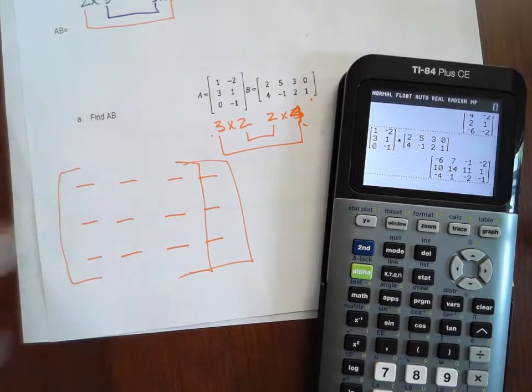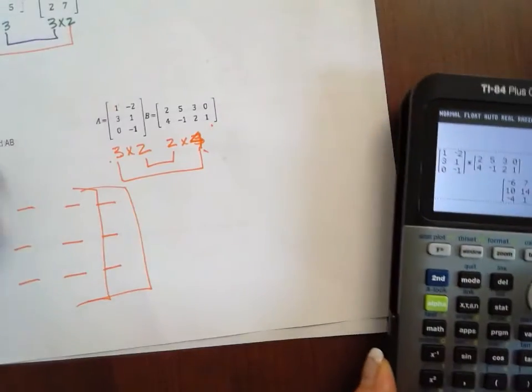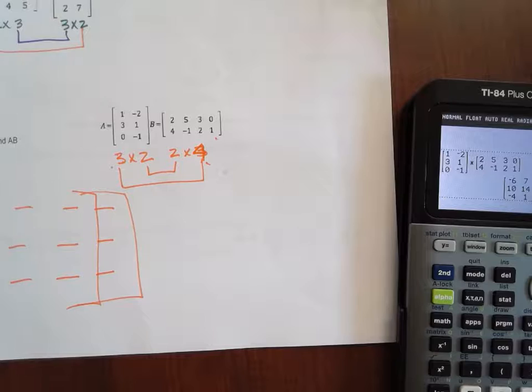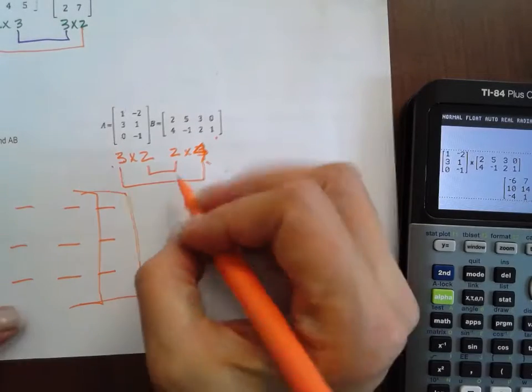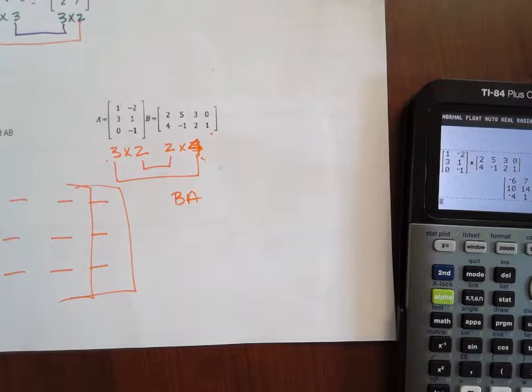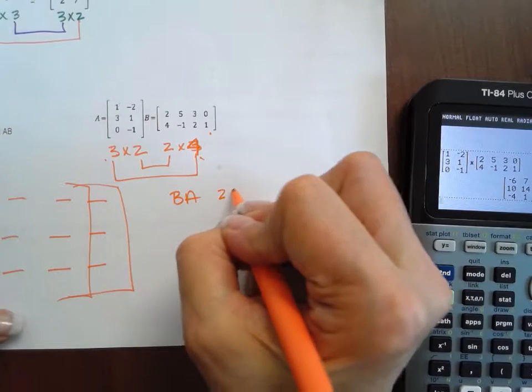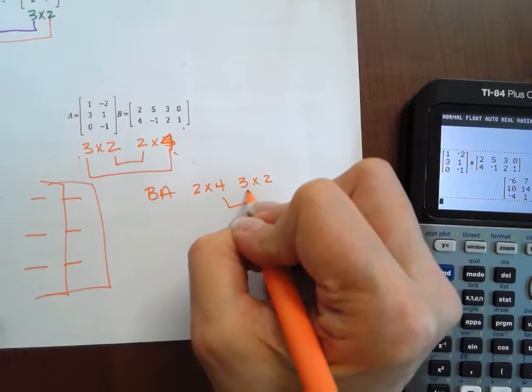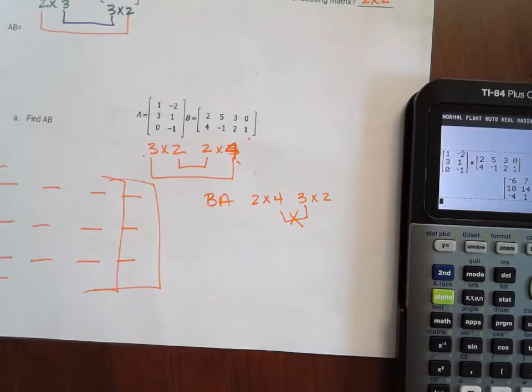The larger ones like that definitely are going to take some time. Now, what if I wanted to find B times A? Can I do that one? No. Why? Because the dimensions don't match. I have a 2 by 4 and a 3 by 2. Not the same, so I can't do it.